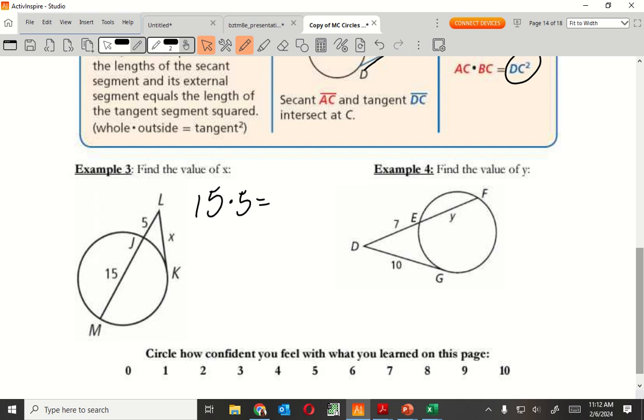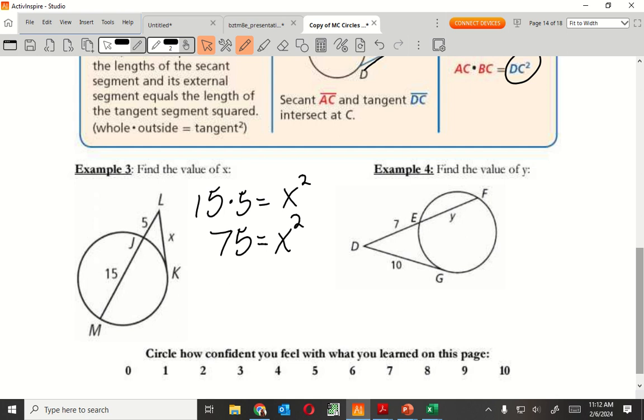15 times 5 gives 75, which is equal to the other one, which is x. And what am I going to do to the x? Squared. I'm squaring it, right? So it's going to be x squared. 15 times 5, you said, is what? 75 is equal to x squared.